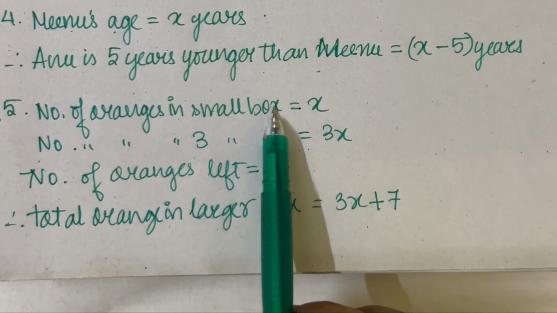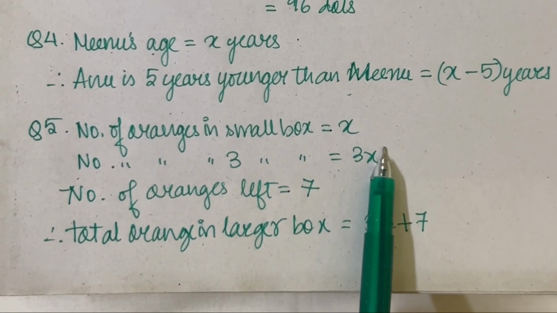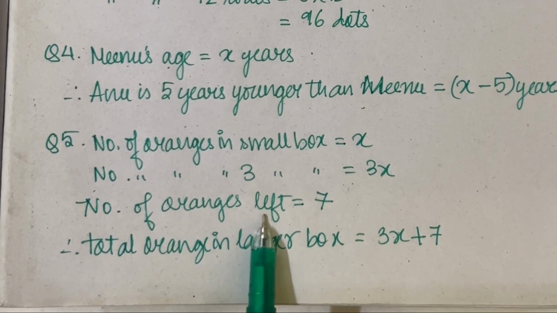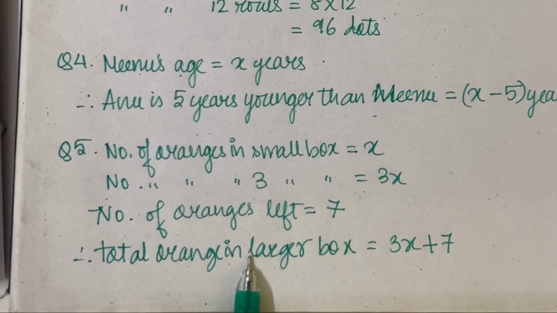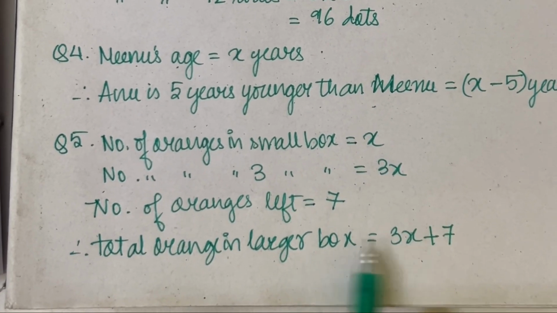Number of oranges in a small box is x. Number of oranges in 3 small boxes will be 3x. Number of oranges left will be 7. Therefore, total oranges in the larger box will be 3x plus 7.